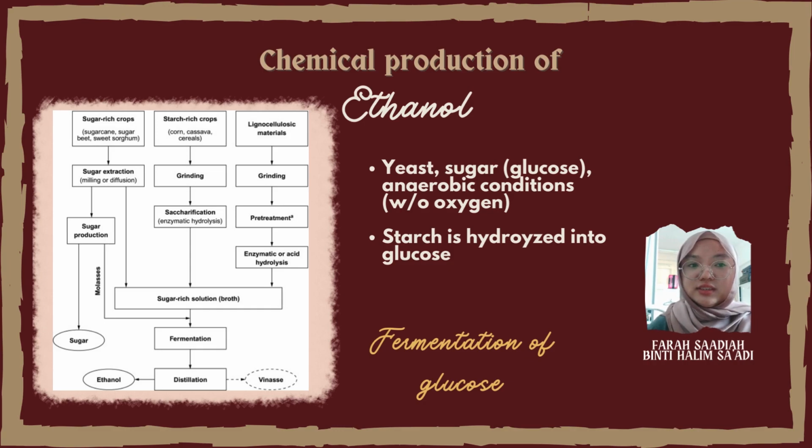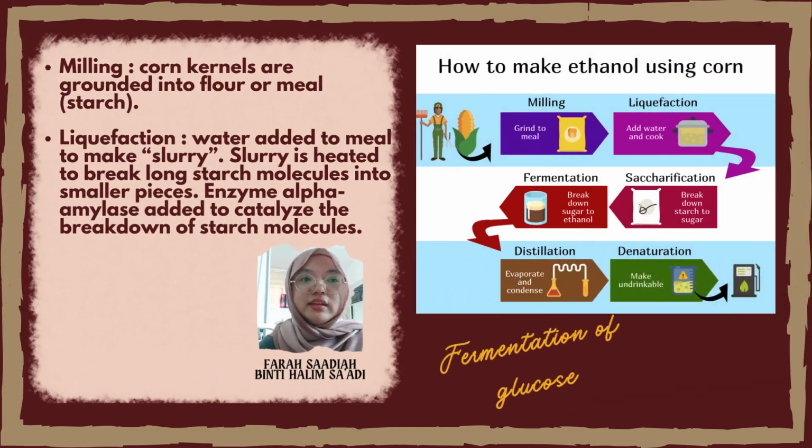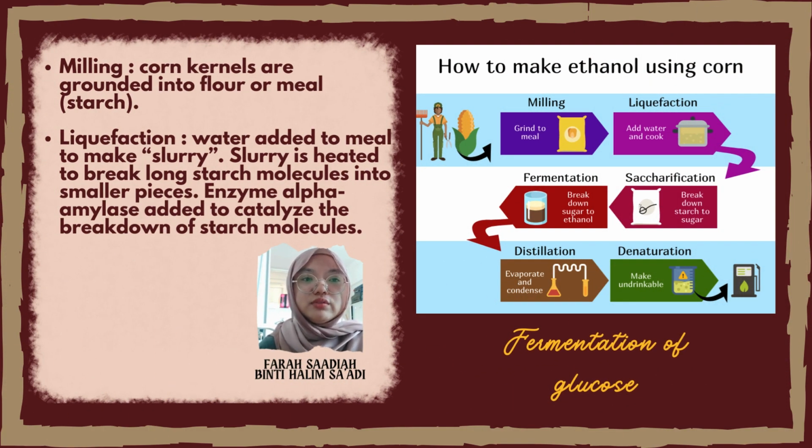A sugar, such as glucose, is the carbon source, and anaerobic conditions without oxygen must be present. First is milling. Whole corn kernels are ground into a form of flour or meal. The meal is mainly starch. A starch is a carbohydrate made up of long chains of sugar molecules.